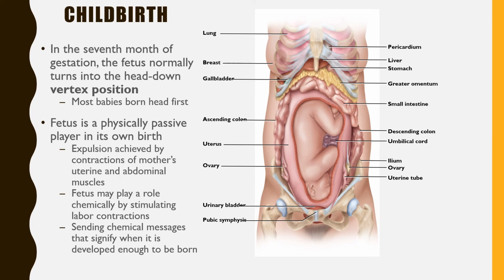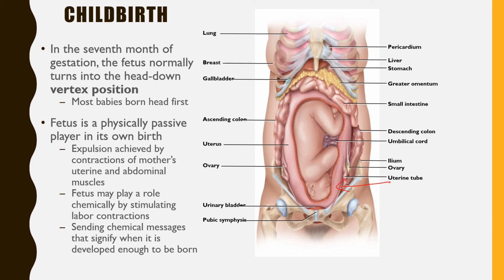Okay, so the process of childbirth. In the 7 months of gestation, the fetus normally turns into a head down position, something we refer to as the vertex position. And so most babies are going to be born head down. Again, we refer to that as the vertex position, and you can see that over here in the cartoon.